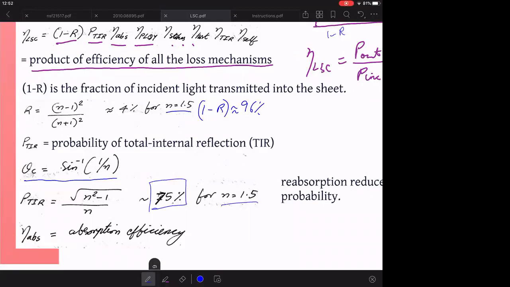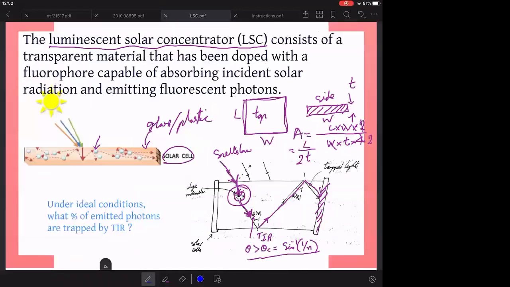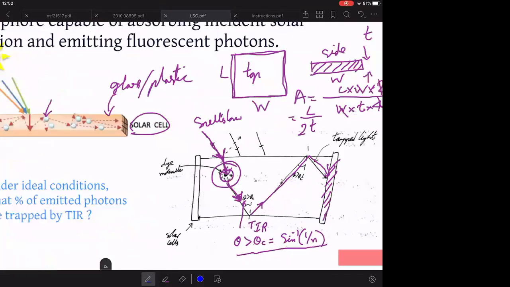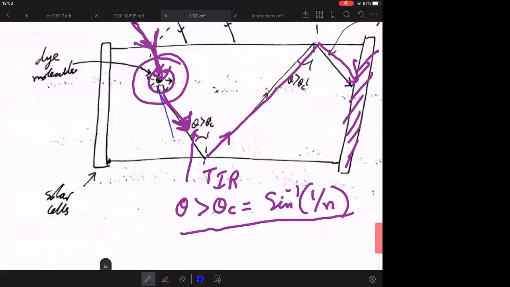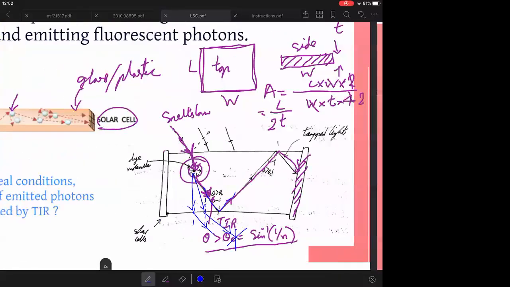So there's quite a bit of light that's lost here, which is, of course, expected. Because we know from this picture here, if the light is coming in at an angle that's less than the critical angle, it just escapes out on the other side. So it doesn't reach the solar cell. This is gone, and we know most of the rays actually do that. It's only a small cone angle that's actually trapped, given by this thing right here. So that's why you have that factor there.